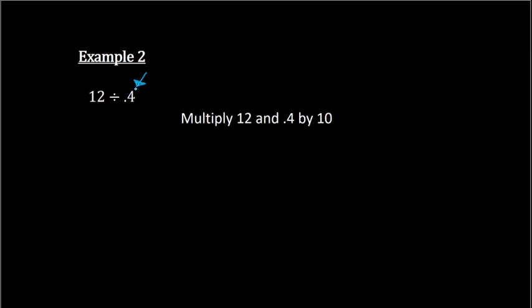Let's try another example. Example 2, we have 12 divided by 0.4. Again, this divisor right here cannot have a decimal in it. So I must multiply both the 12 and the 0.4 by some number. So I need to multiply, in this case, again by 10, because when you multiply by 10, that has the effect of moving the decimal point over one place, which puts it at the end of the 4 to get just 4. And multiply 12 by 10 as well, which moves the decimal point over one place to the right, and that gives us 120. So we now do 120 divided by 4, which would give 30 as the solution.